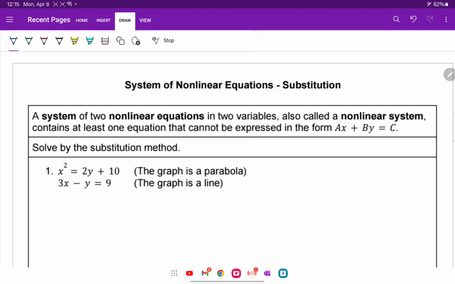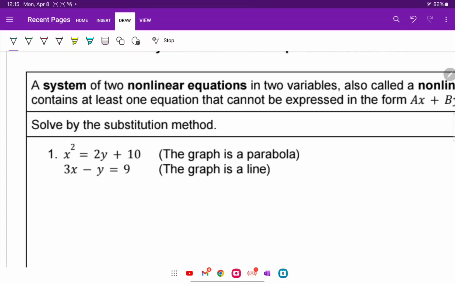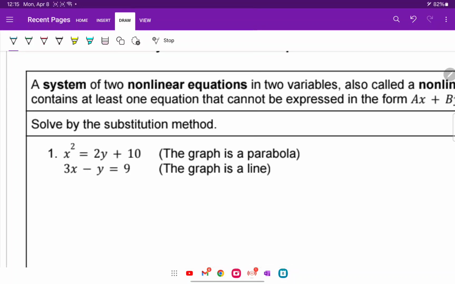So what you're going to do is pretty straightforward. You're going to look at your two equations. Here we have x squared equals 2y plus 10, and since we have that squared term right there, we know that's going to be a parabola. And for the second one, we have 3x minus y is equal to 9, which is a line. So you want to pick the easiest one to solve for a variable. I'm going to pick the second equation, the line, and it's pretty straightforward.